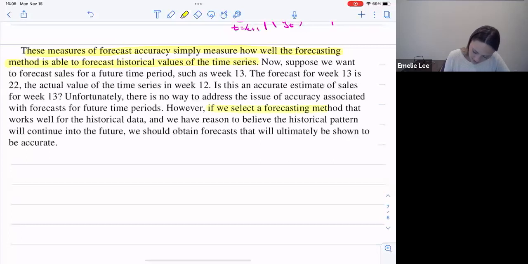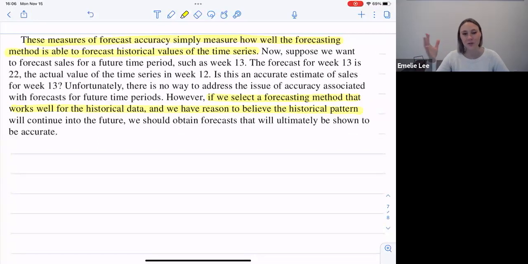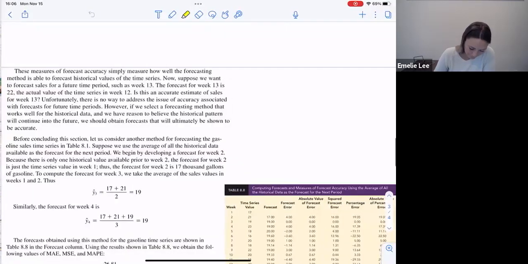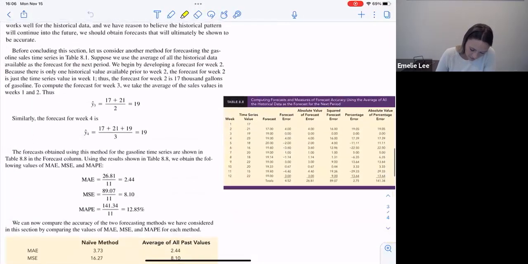So if we select a forecasting method that works well for historical data, it hinges on that historical pattern. There's no reason for us to think that that historical pattern would end. It's just going to continue, at least into the future where we want to be predicting. Then our forecast should be pretty good.